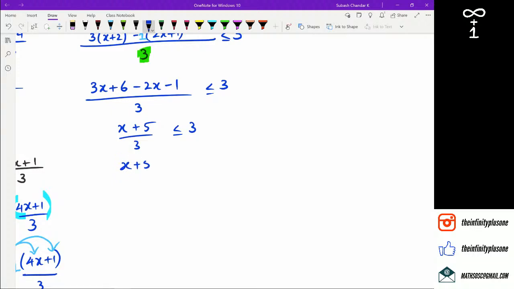So I've got x plus 5 is less than or equal to 3 multiplied by 3. Then you get x plus 5 is less than or equal to 9, and then x is less than or equal to 9 take away 5. So x is less than or equal to 4.